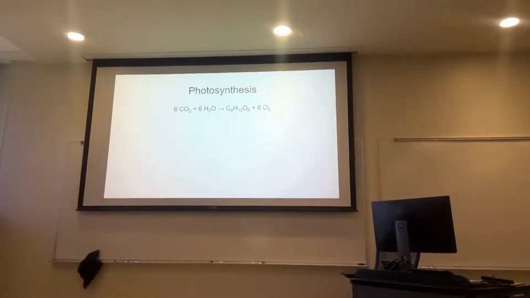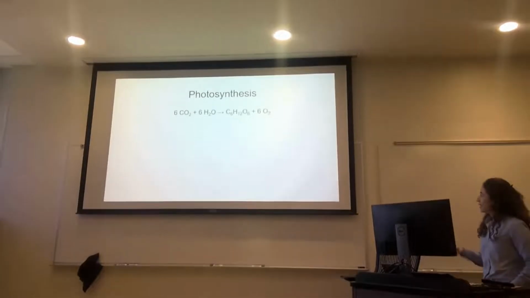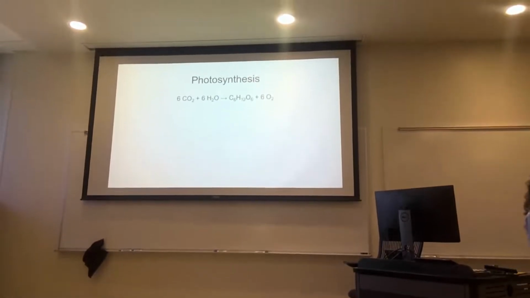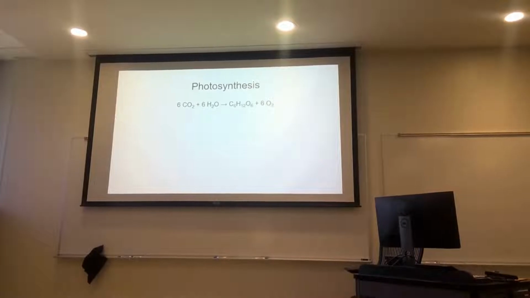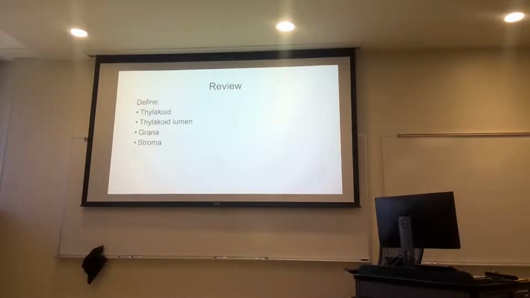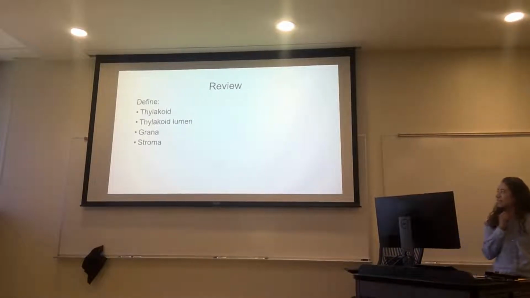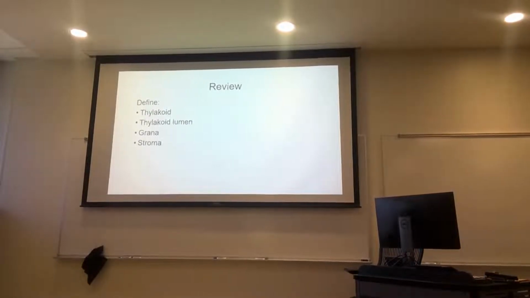So you have probably seen the overall reaction of photosynthesis. So here is CO2 and water, and this is the general formula for hexose and then oxygen. So we start here. Can anybody define these four terms?